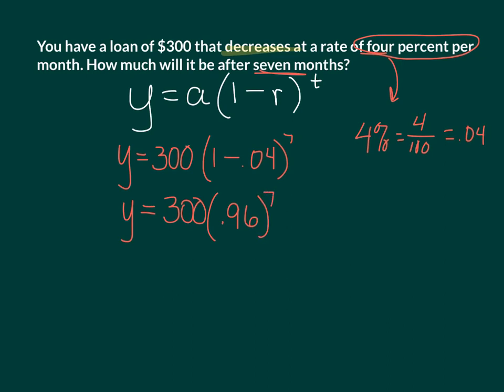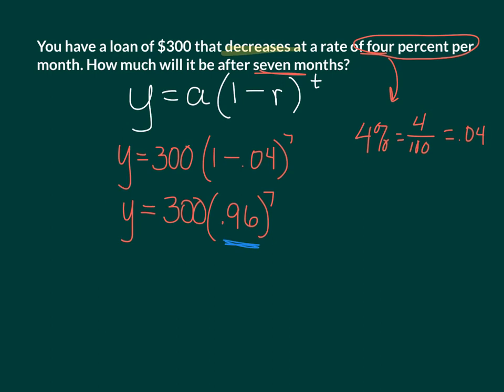which we can see, hey, that's decreasing. This is less than 1, so it's decreasing. So put that in your calculator, evaluate, get a value. What is it equal to after 7 months? Okay, bring that to class.